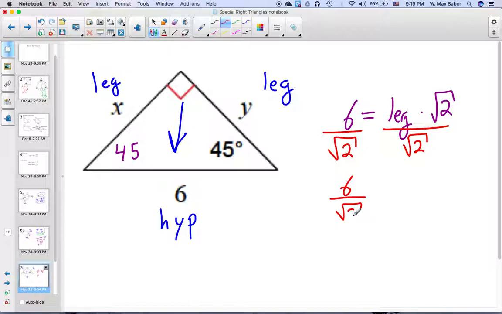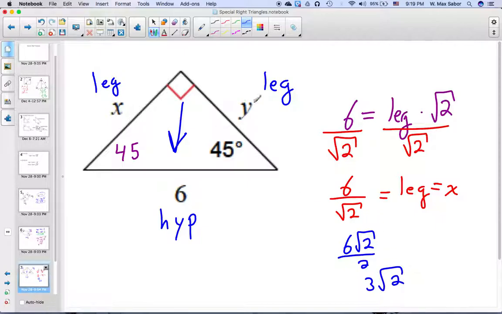So 6 over square root of 2 is the leg, which is x. Now, even better is if you are going to rationalize this denominator. We rationalize it by multiplying by square root of 2 over square root of 2. And that gives us 6 square roots of 2 over 2, or 3 square roots of 2. So the best answer is that this is 3 square roots of 2, and this is 3 square roots of 2. Yes.